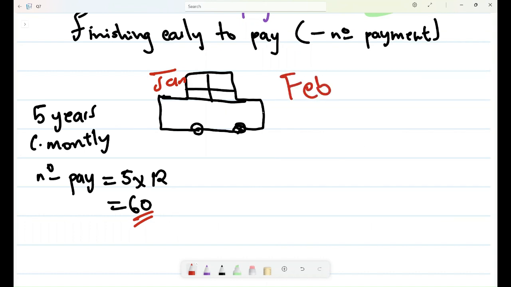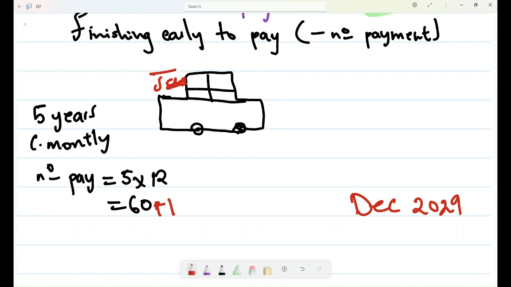Starting from February, if we do an agreement in January, you start paying in what? In February, and you are supposed to do your last payment in December 2029. If you do this, you're going to do 60 payments. But if you decide to pay immediately in January, it means it is no longer 60 payments. It is how much? 60 plus one payment. If you decide to pay from the instant that you do an agreement, like now you are happy that you are getting a car and you become so excited, you add an extra month.